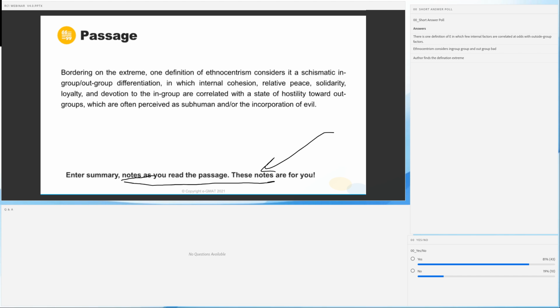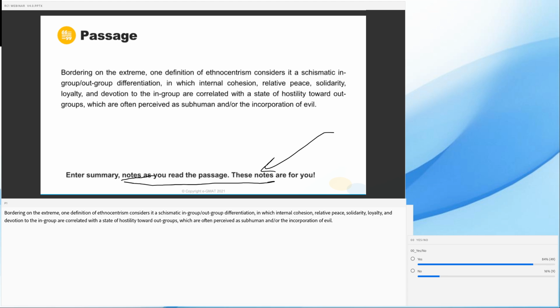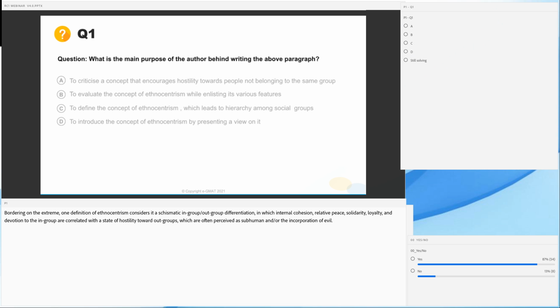All right, about 80% of you are done with the passage. What I'm going to do is put the passage at the bottom. Here is the passage, and here is your poll question. Put in your answers, please.